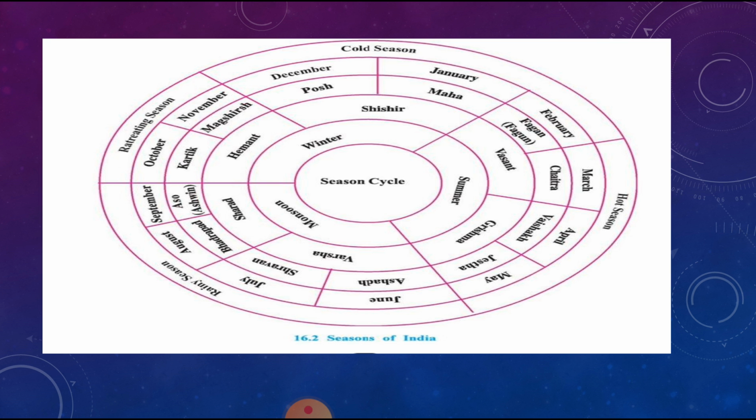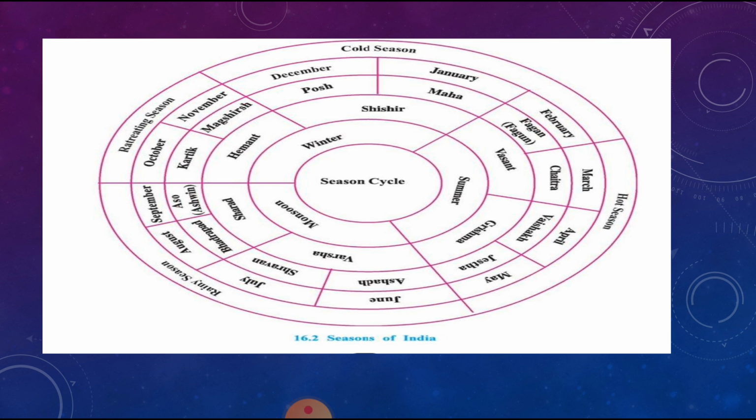Here you can see the picture of the seasons of India. There is a cycle of seasons. In this you can see all 3 seasons, that is summer, monsoon, and winter, and the 6 seasons, which are Hemant, Shishir, Vasant, Grishma, Varsha, and Sharad.